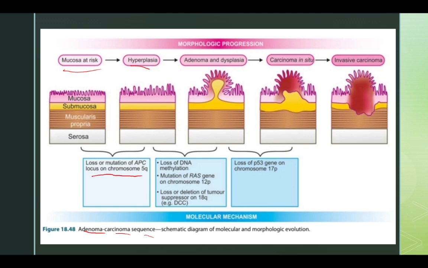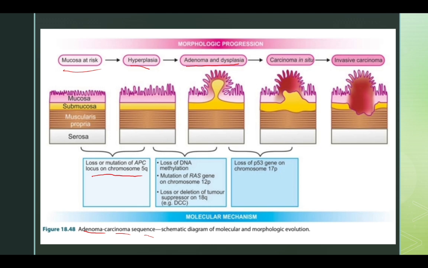There is a loss of DNA methylation, mutation of RAS gene on chromosome 12p, loss or deletion of tumor suppressor on 18q, which causes adenoma and dysplasia. Cells show dysplasia, meaning they look abnormal under the microscope. Further, adenoma is still benign, but it is a pre-cancerous lesion.